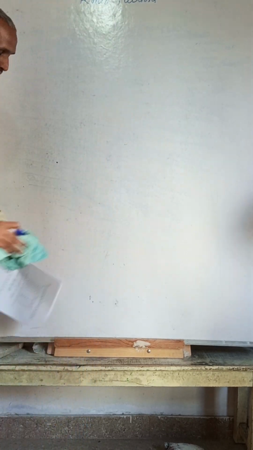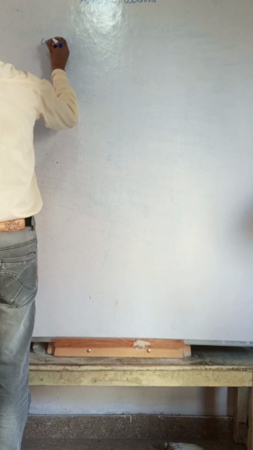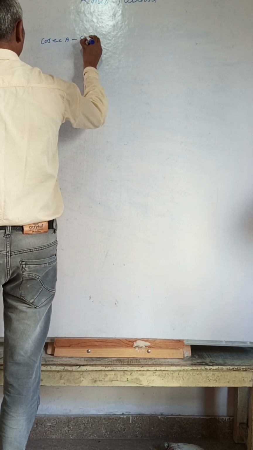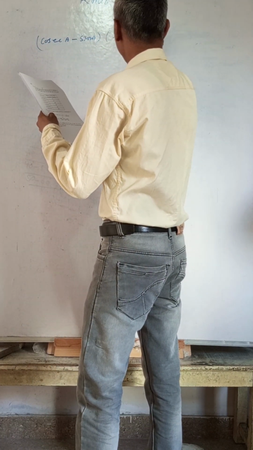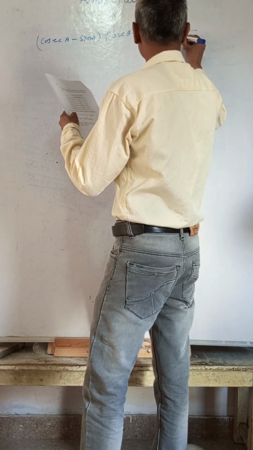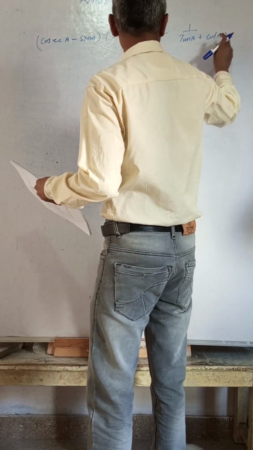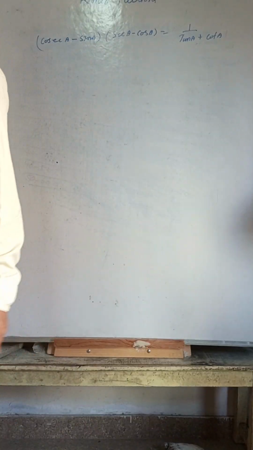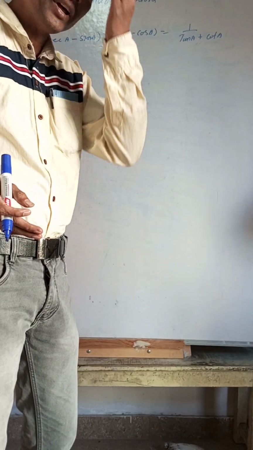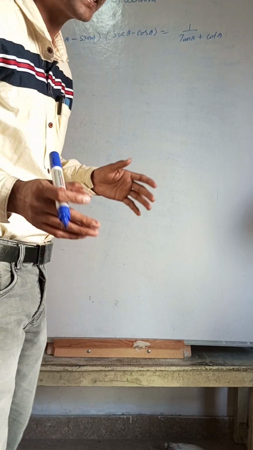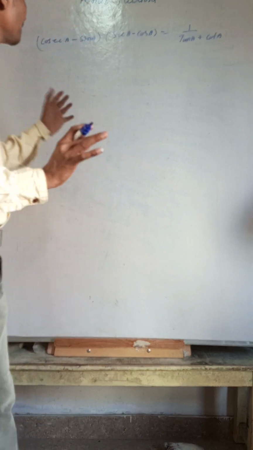Next, we are going to do the next question. Prove that (cosec A minus sin A) into (sec A minus cos A) is equal to 1 by (tan A plus cot A). It is given. We are going to prove it. The same question is given in the video, but again we are solving. Our method is to change into sin and cos first.